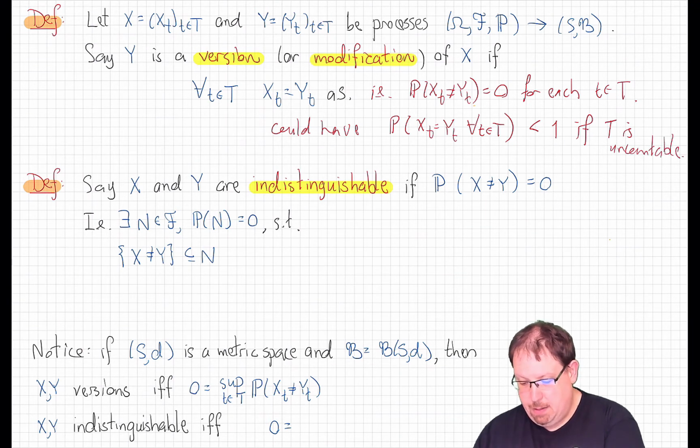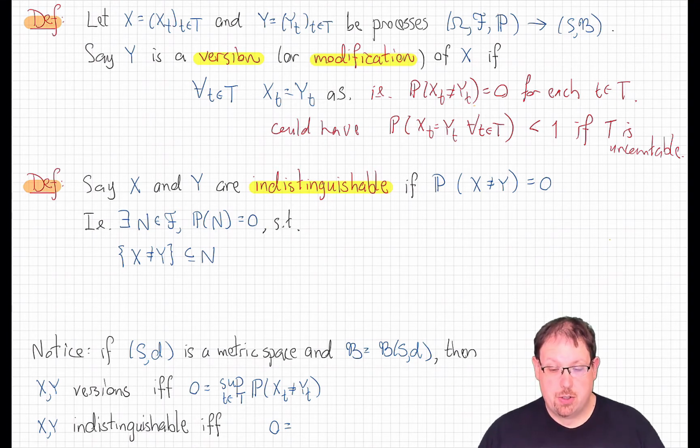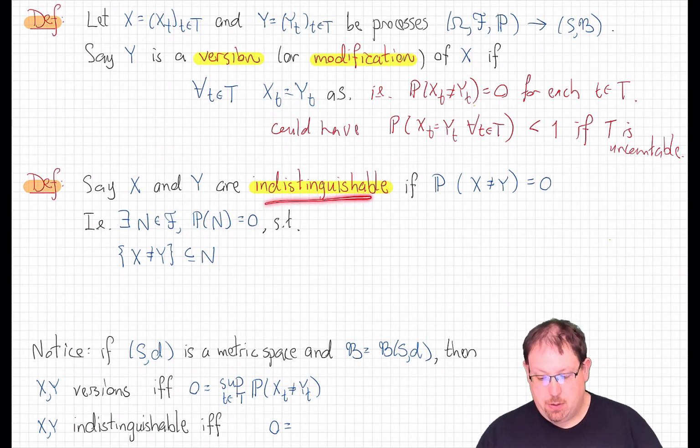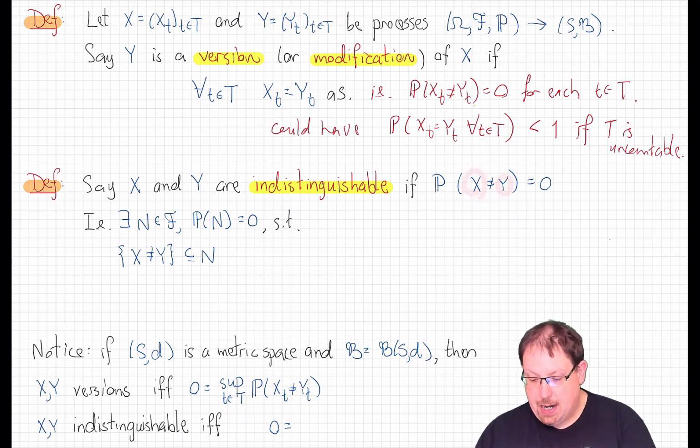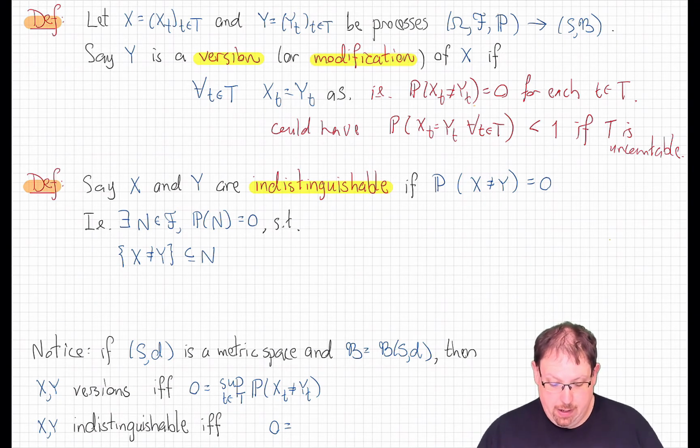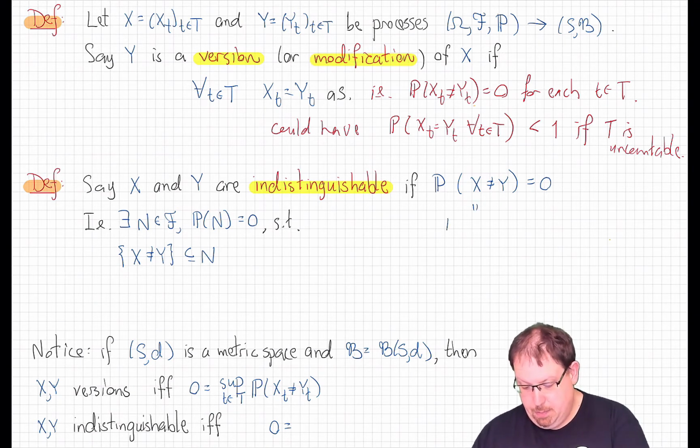In fact, we'll see an example of that shortly. But before we do, let's introduce the stronger notion that says that you really can't tell the difference between the two processes, even at the path level. And that is the notion of indistinguishability. We say that x and y are indistinguishable processes if the probability that x does not equal y is equal to 0. Now, what I mean here is the entire process x and the entire process y. So that is to say, this is the probability of the event that there exists some time where x_t is not equal to y_t.